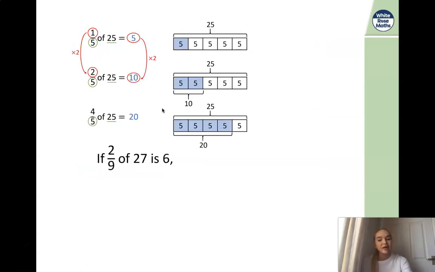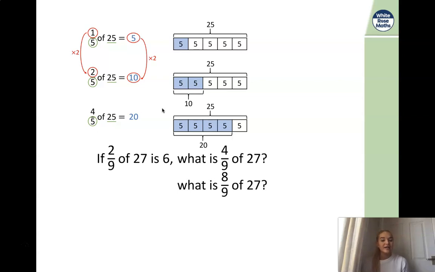And having this information, if you know that 2/9 of 27 is 6, can you work out 4/9 of 27 and 8/9 of 27, but also 6/9 of 27? Pause the video, have a go. Okay, let's have a look then.